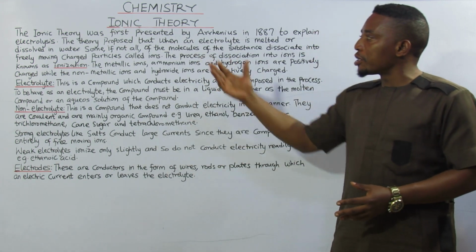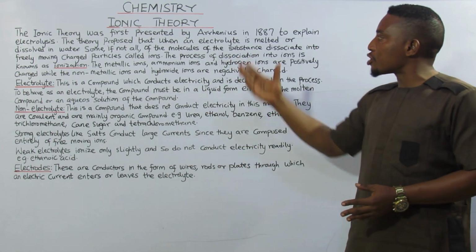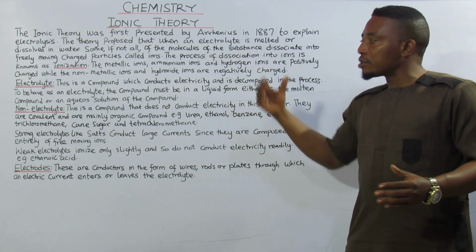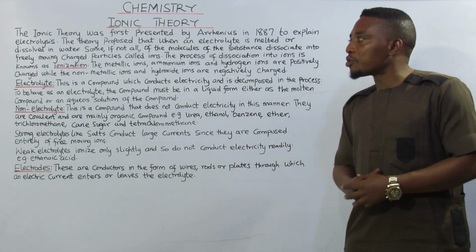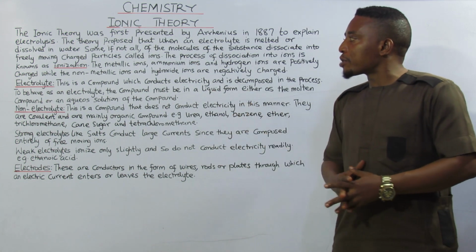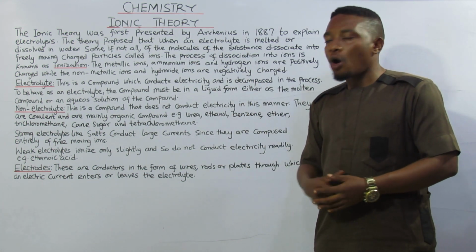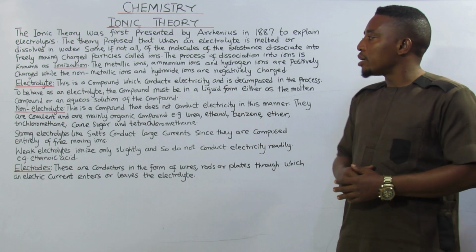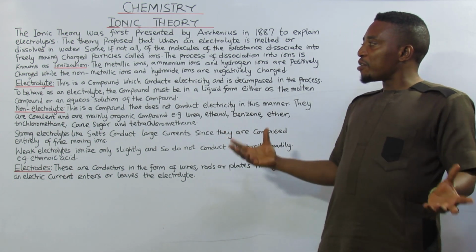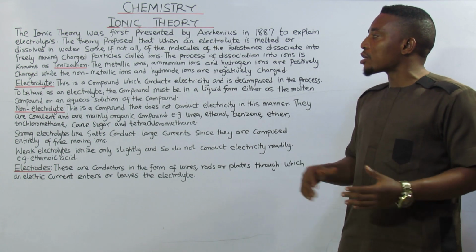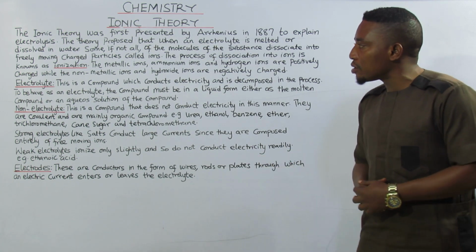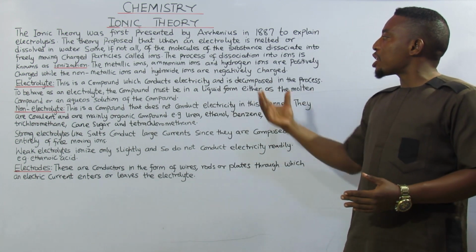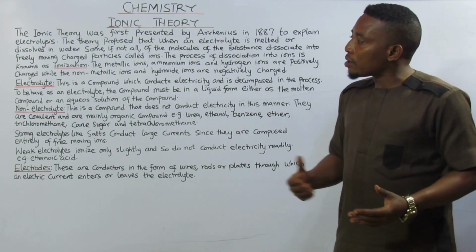And we said that the Ionic Theory was first presented by a scientist called Arrhenius in 1887, where he used this theory to explain electrolysis. The theory proposed that when an electrolyte is melted or dissolved in water, some, if not all, of the molecules of the substance dissociate freely, that is, into moving charged particles called ions. When we talk about dissociation, we are talking about separation of ions.